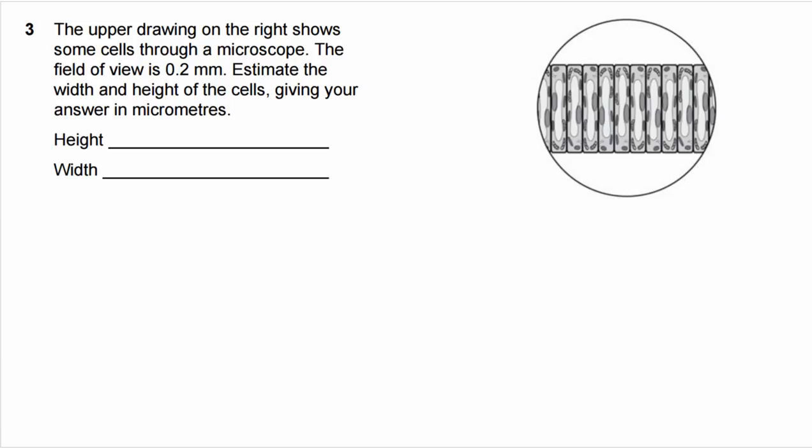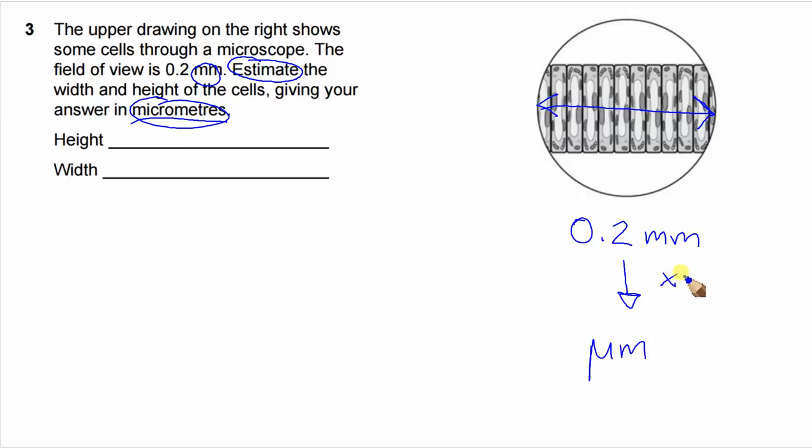Let's have a look at a field of view question. It says here that the upper drawing on the right shows some cells through a microscope. The field of view is 0.2 millimeters. Estimate the width and height of the cells, giving your answer in micrometers. So here we've got the field of view, and that field of view is 0.2 millimeters. So what we need to do is convert the millimeters into micrometers. By now you should be able to do this. We need to multiply that by 1,000, because there's 1,000 micrometers in 1 millimeter. So we should get a field of view of 200 micrometers.